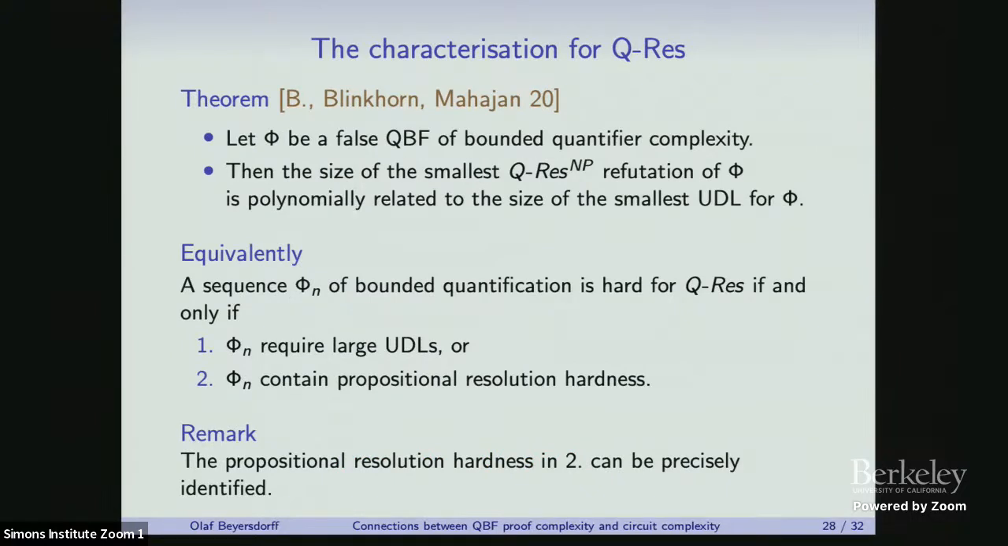Okay, and what turns out is that this precisely again characterizes Q resolution in the following sense: if you have a false QBF of bounded quantifier complexity, that's a restriction, then the size of the smallest QRes refutation, under an NP oracle wrinkle again, is polynomially related to the size of the smallest UDL. So up to a polynomial factor, UDL size, which you can understand as a circuit measure, will be equivalent to resolution size for bounded depth formulas. And if you don't like this NP oracle, you can again formulate it differently and say, if you have a sequence phi of bounded quantification, this is hard for QRes if and only if this requires large UDLs, or there is some propositional resolution hardness inside, which in fact you can precisely pinpoint. Yeah.